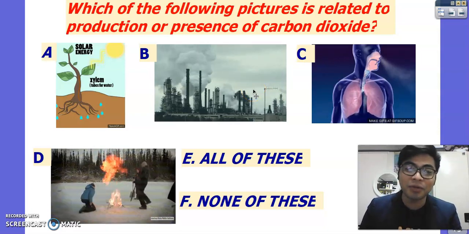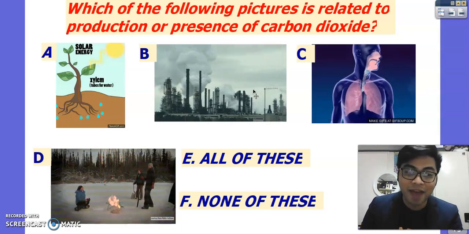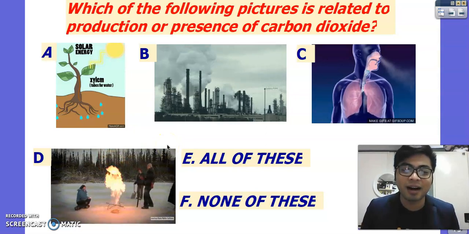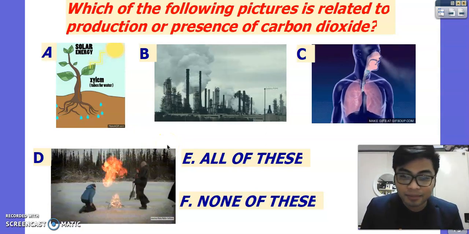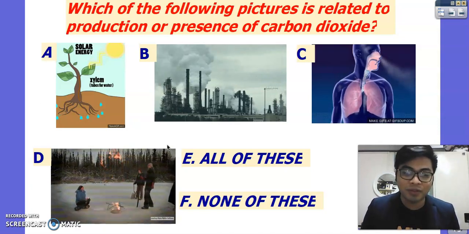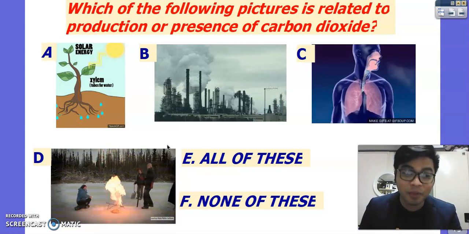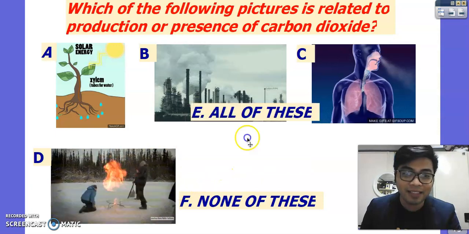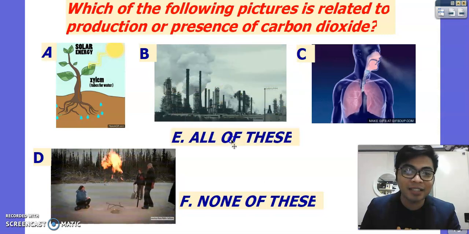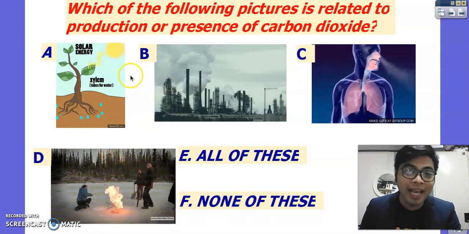Letter B also produces carbon dioxide because of the combustion. It's usually evident on factories. But letter D, you might have seen this on social media. There is fuel stocked on the frozen lake in the form of CH4, which is methane, which you then light up. It produces a burning phenomenon there, which releases carbon dioxide. So all of this actually is related to the production or presence of carbon dioxide. So definitely it's everywhere. I want you to look at A and C.